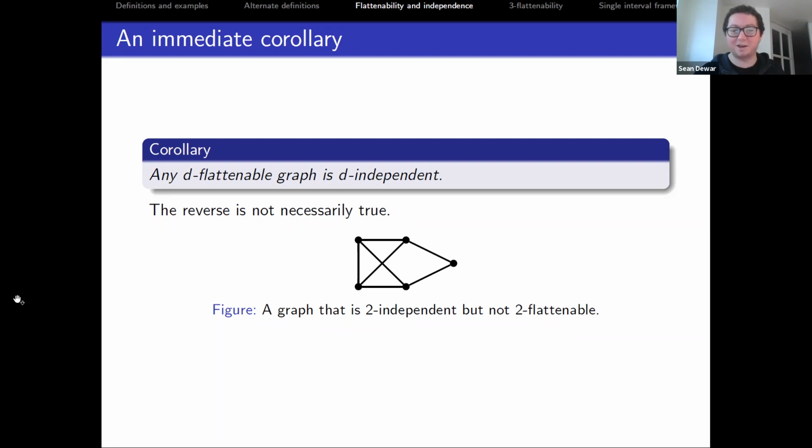In fact, you can think about this in any way. You can take something that's not, say, D-flattenable, and then you can just subdivide its edges. Each edge you can replace by a vertex connected to the two endpoints. So you subdivide every single edge. If you do that, then you've definitely got something that is D-independent, but it will not be D-flattenable because we obtained it from a not D-flattenable graph. That's the idea. Any questions on that?